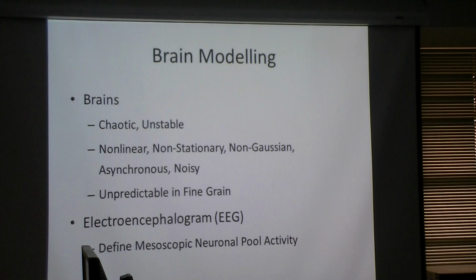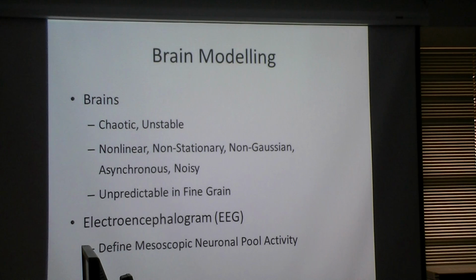I'm modeling the brain as a non-linear, non-stationary, non-Gaussian, asynchronous and noisy model. And it is unpredictable in fine grain. If we want to predict that this should happen, it's not necessary that this kind of voltage will be created.